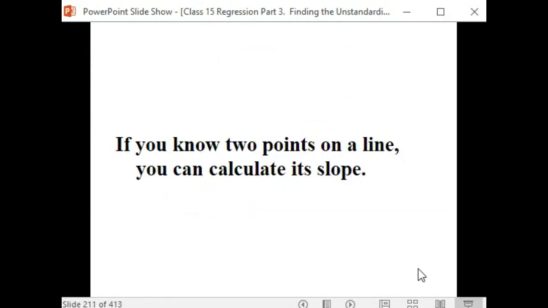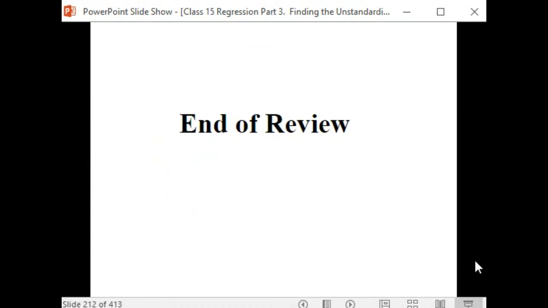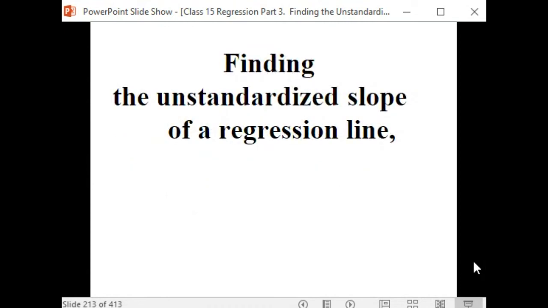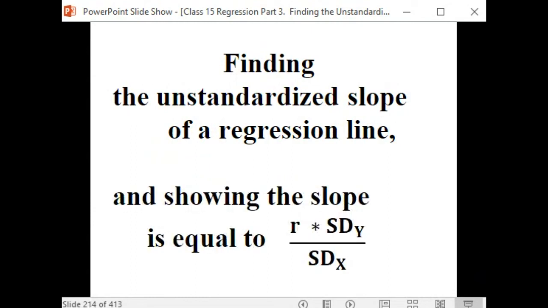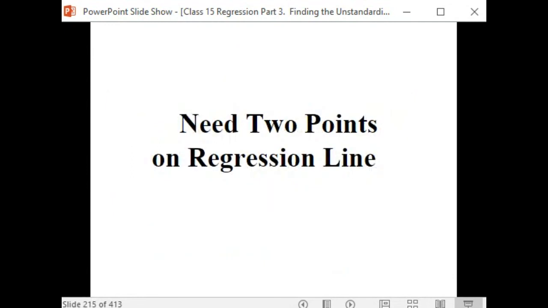So this example demonstrates something we'll be using in a moment. If you know 2 points on the line, you can calculate its slope. So that's the end of the review. And now we'll turn to the main topic we need to discuss, finding the unstandardized slope of a regression line and showing that the slope is equal to r times the standard deviation of y divided by the standard deviation of x. Now, to find the slope of the regression line, we need 2 points on the regression line.